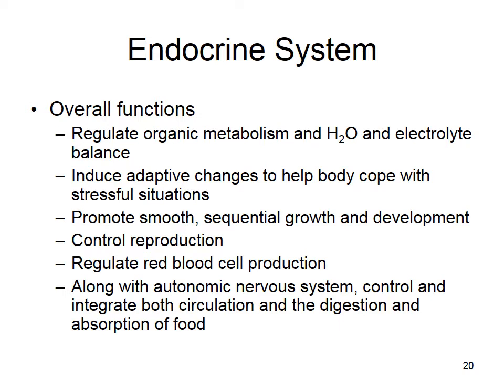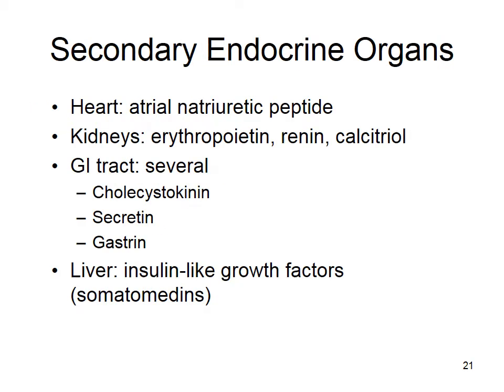Okay, and then in concert with the autonomic nervous system, it helps control both circulation and digestion and absorption of food. Okay, so your GI tract is under both neural and endocrine control. Okay, secondary endocrine organs produce hormones, but that's not their major role.